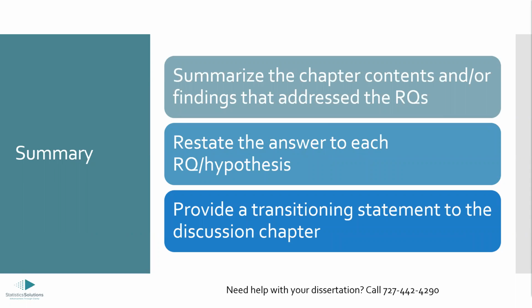And at the end of the results chapter, so once you have presented the results and have an answer to each of your research questions, you may want to have a summary section where you summarize the contents of the chapter, or maybe just summarize the findings for the research questions. So in the summary, I usually want to restate the answer to each research question or hypothesis. So again, for each hypothesis, saying if the null hypothesis was rejected or not rejected. And then you can provide just a transition to your discussion chapter.